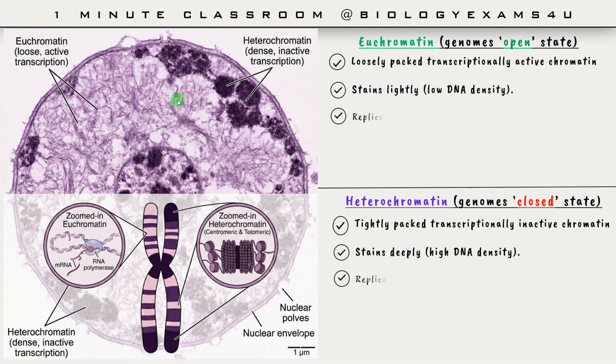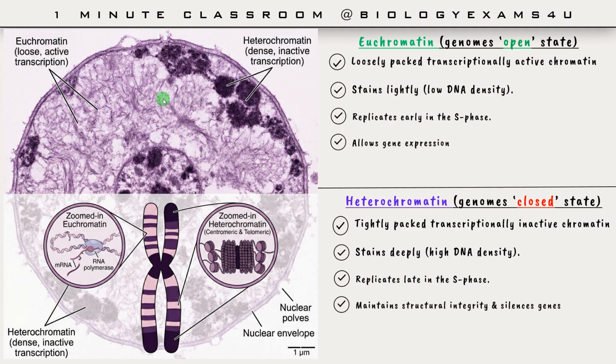Euchromatin replicates early in the S phase, whereas heterochromatin replicates late in the S phase. Euchromatin is transcriptionally active, allows gene expression and access to RNA polymerase, whereas heterochromatin is transcriptionally inactive, maintains structural integrity, and silences genes.